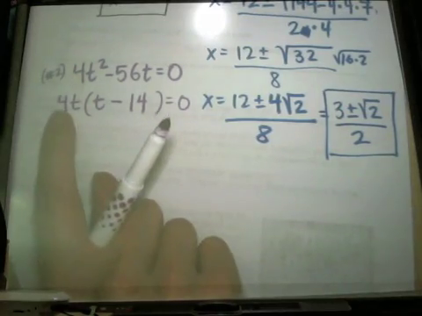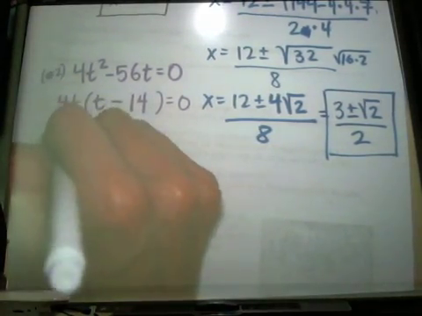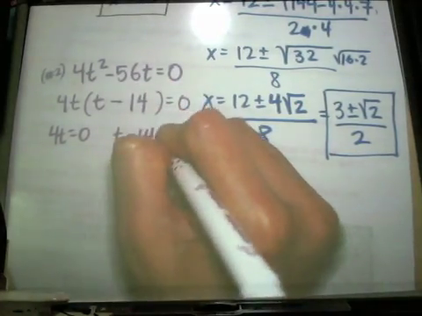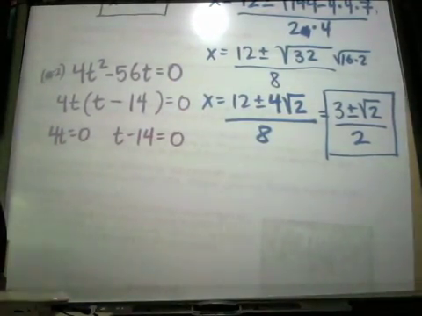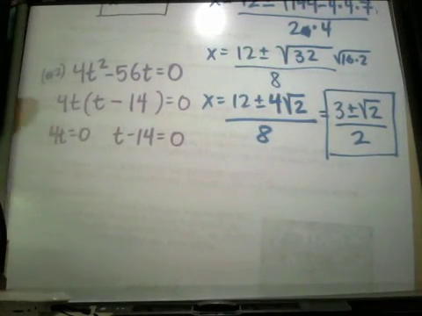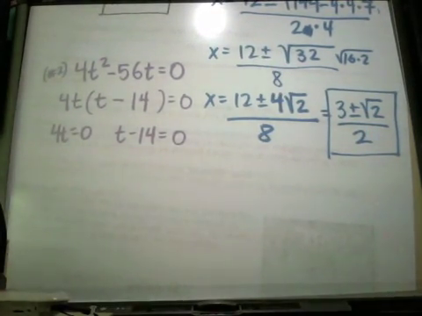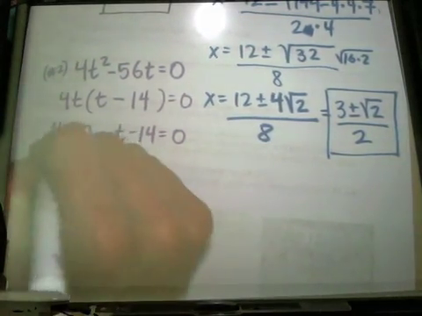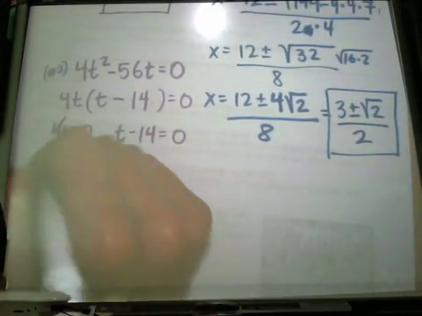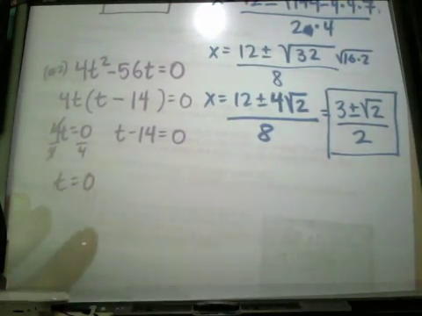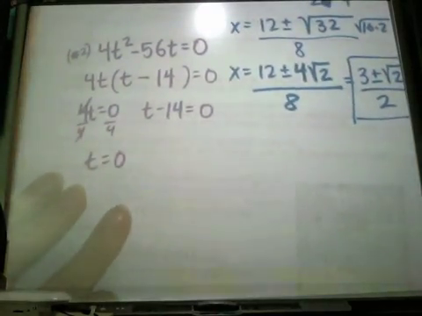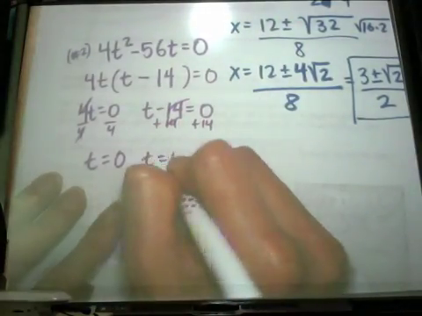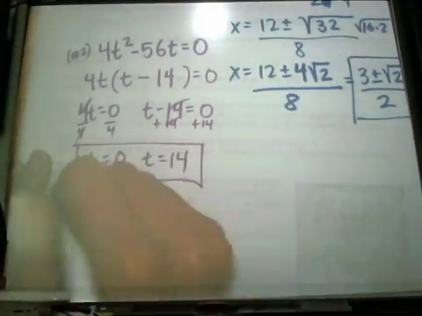I have two factors. I have the 4t. Hey, maybe that one equals 0. I have t minus 14. Hey, maybe that one is the one that equals 0. If I have these two things being multiplied, one of them must equal 0 if my answer is 0. So I take each factor, I set it equal to 0, and then I just solve. Divide by 4, well, that's just going to still be 0. 0 divided by 4 is 0. On this one, I add 14 to both sides. T equals 14. There's my two answers.